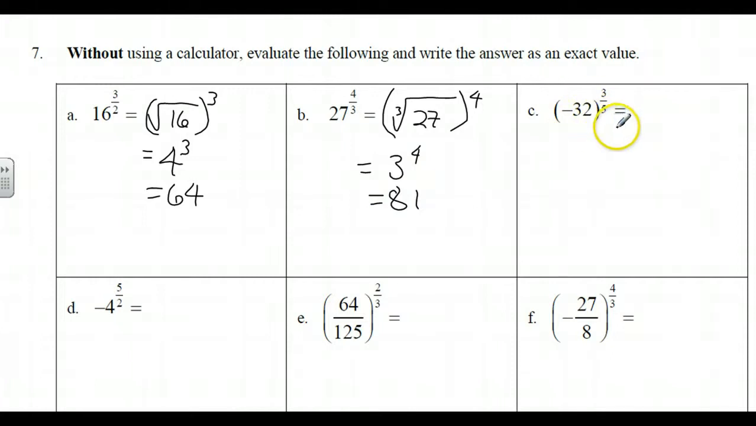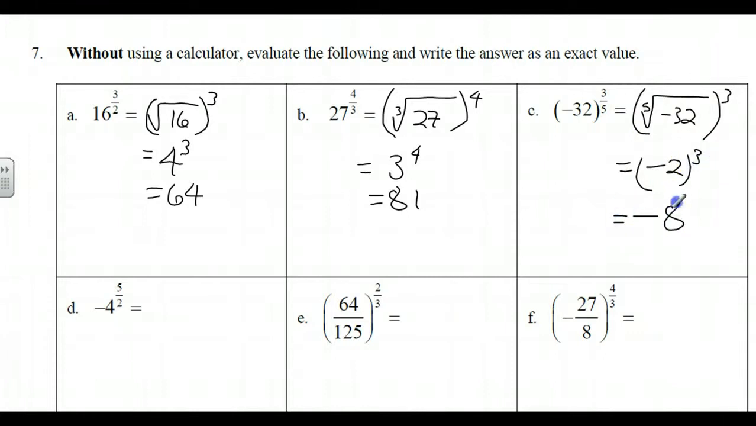The negative's in brackets, so we're going to do the 5th root of -32 and then cube that. Remember, so this is what root? What power? Right. Cube root raised to the 4th power. Square root raised to the 3rd power. 5th root raised to the 3rd power. The 5th root of a negative can be done. This is -2 cubed, which is -8.